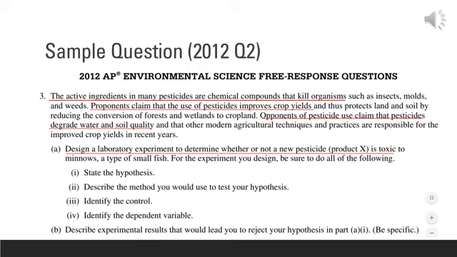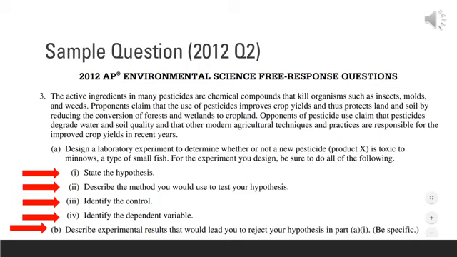First, address the concepts. In reading the information that's given in this question, we are looking at active ingredients in pesticides and the chemical compounds that are used to kill organisms. We are given 2 perspectives, in which proponents claim that the use of pesticides can increase crop yields, while opponents claim that pesticides degrade water and soil quality. Specifically, we are looking at designing a laboratory experiment to determine whether or not a pesticide is toxic. So we're looking at active ingredients in pesticides. We're looking for something that may kill an organism.